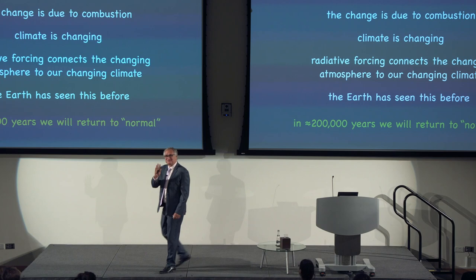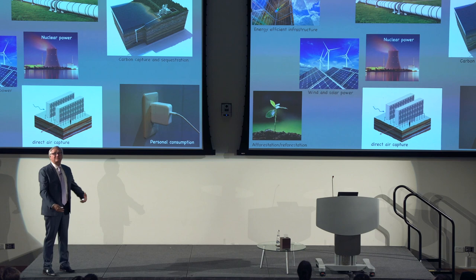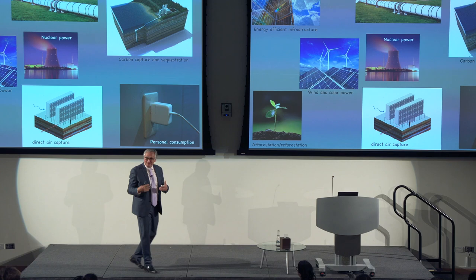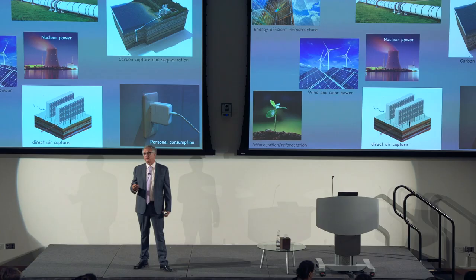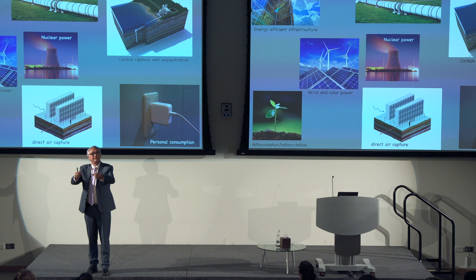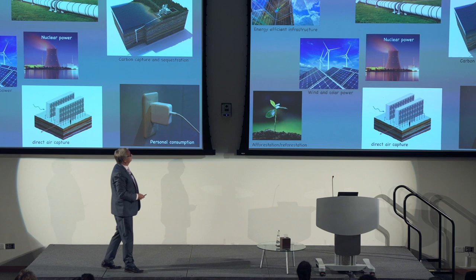What are we going to do? So there's a suite of activities that many of us in climate science and our policymakers want the public to engage in. For example, energy efficient infrastructure is the easiest and most straightforward way to decrease our energy consumption and lower the amount of CO2 in the atmosphere. Use of cleaner fuels, so replacing coal with natural gas, turns out to be of great benefit in reducing the CO2 introduced into the atmosphere. Because if you look at the amount of CO2 put into the atmosphere per kilowatt of power produced, methane is a much better fuel than coal.